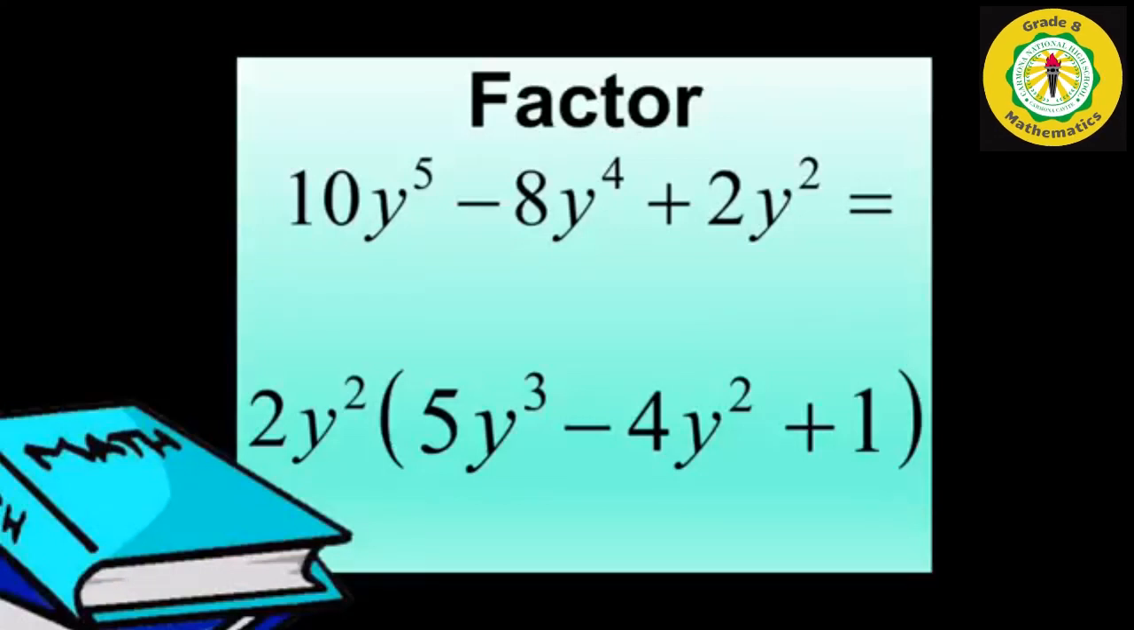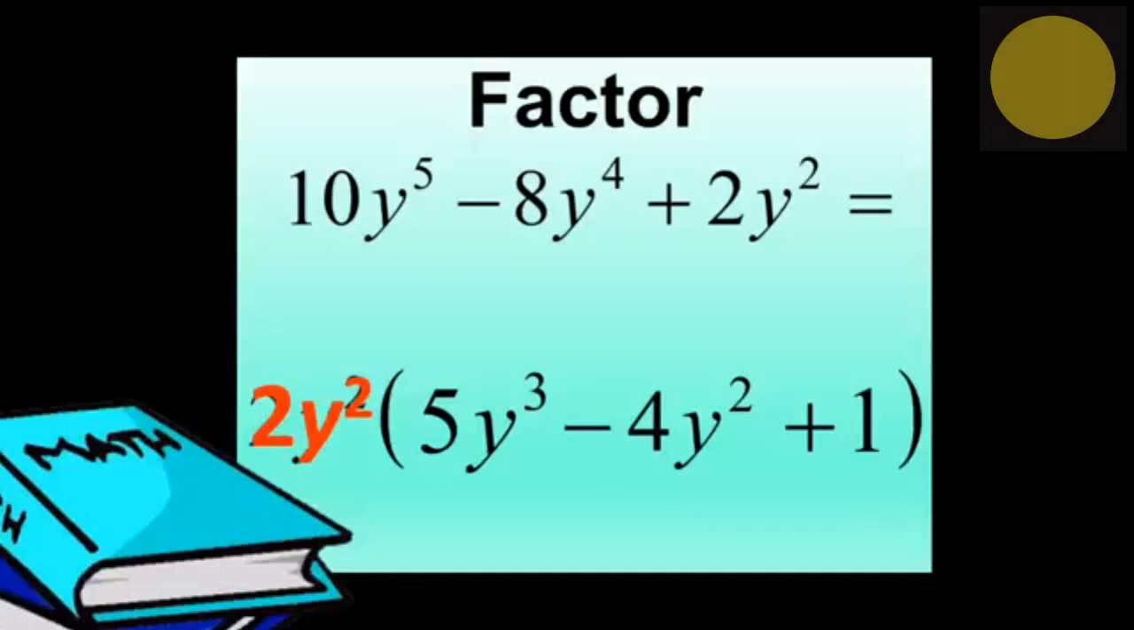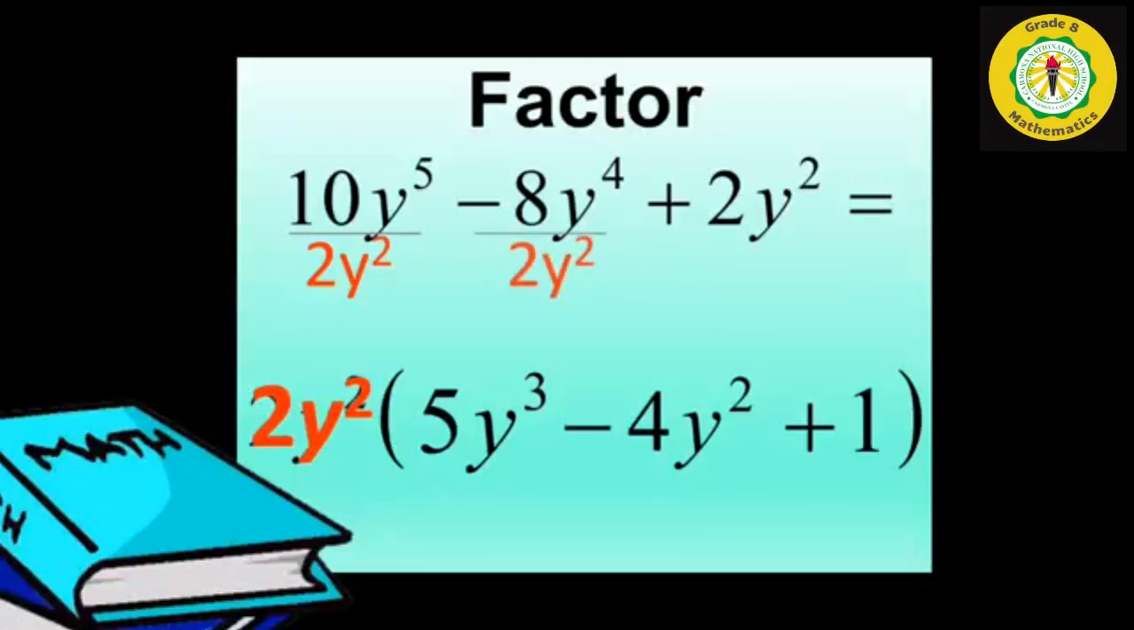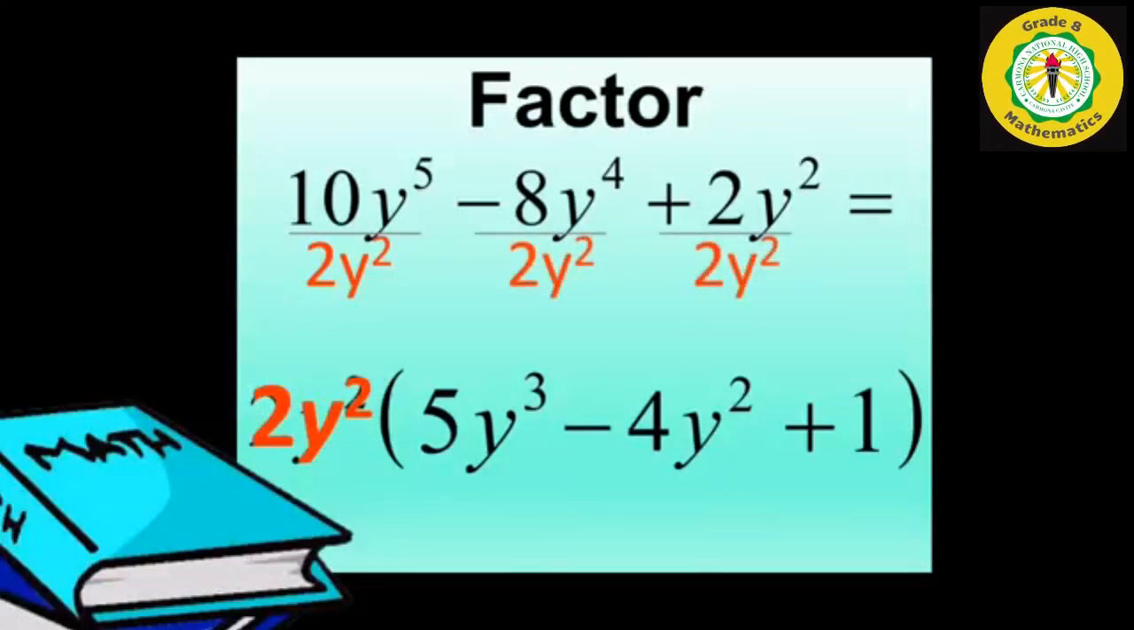For our fourth example, let's factor 10y raised to the 5th power minus 8y raised to the 4th power plus 2y squared. Our first step is to find the GCF, and our GCF is 2y squared. Our second step is to divide each term to find the other factor. All of our terms will be divided by 2y squared. 10y to the 5th power divided by 2y squared is 5y cubed. Negative 8y to the fourth power divided by 2y squared is negative 4y squared. And 2y squared divided by 2y squared is 1. So our factored form is 2y squared times the quantity of 5y cubed minus 4y squared plus 1.